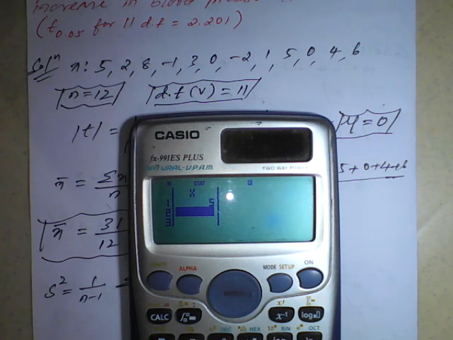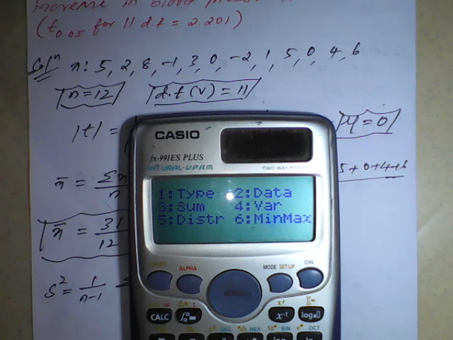So 5, 2, 8, minus 1, 3, 0, minus 2, 1, 5, 0, 4, 6. Just see that the entry should end at 12. The 13th will be empty only. Once you have entered these, press equal to, then the AC button, then use shift and option 1. Above option 1 you can see that stat is there.